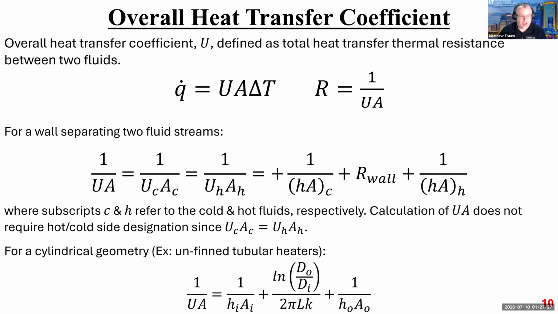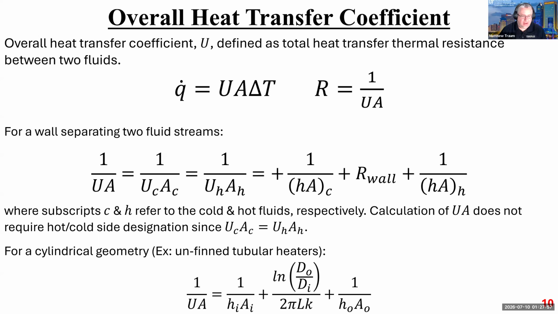Calculations of UA do not require you to know the hot versus the cold side designation because, as I just mentioned, UCAC is equal to UHAH. So provided you know just one of those values, so I should say one of the sides, right? So UCAC or UHAH, you now know everything about the other side, and can also determine the resistance.